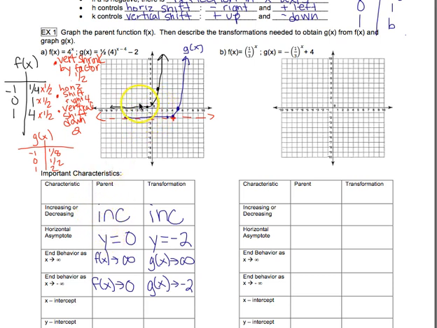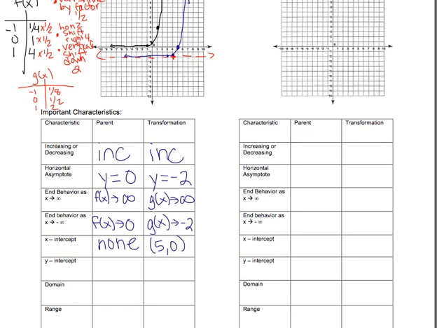X-intercept, where it crosses the x-axis. If I look at the parent, it doesn't because it has a horizontal asymptote there, so there are no x-intercepts. On my transformation, however, I do see a very clear x-intercept there at 5, 0. Y-intercept on this guy, it's a very clear 0, 1. On my transformation, however, it's not clear where it is. I know it's above -2, but I'm not really sure where.